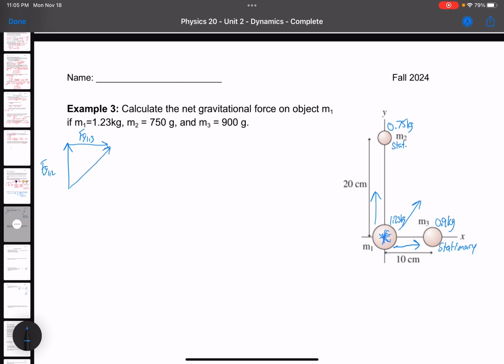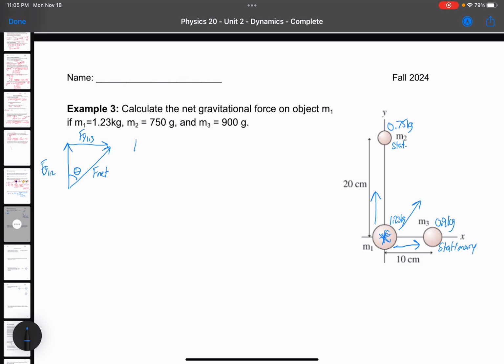In the end, this is going to be my F net. That's how I add vectors together. I draw a vector diagram and I find the hypotenuse. And forces are vectors, so I'm also going to need an angle. So what I have to do is find the force of gravity between 1 and 2, find the force of gravity between 1 and 3, and then use Pythagorean theorem.